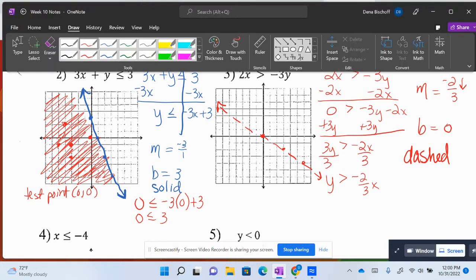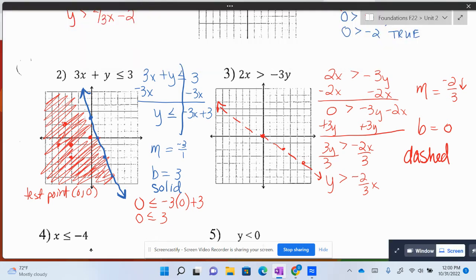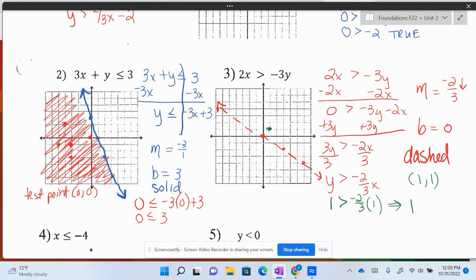So the next best point to choose, if the point 0, 0 doesn't work, is the point 1, 1. We're going to plug that test point into our inequality. Let x equal 1 and y equal 1. That gives me y is greater than negative 2/3 times 1, which means that 1 is greater than negative 2/3. Is that true? Yes, it is true.